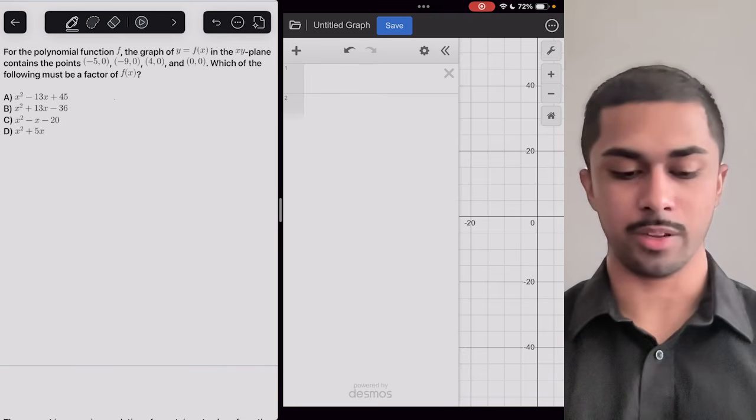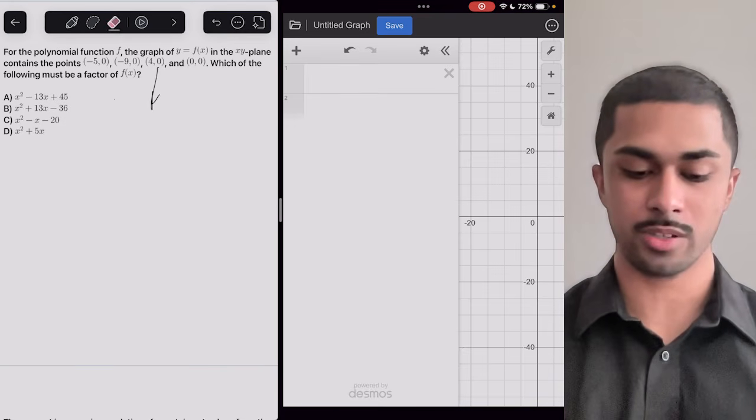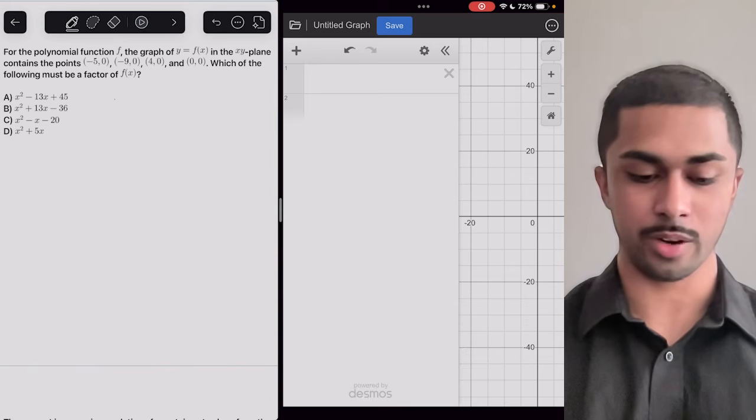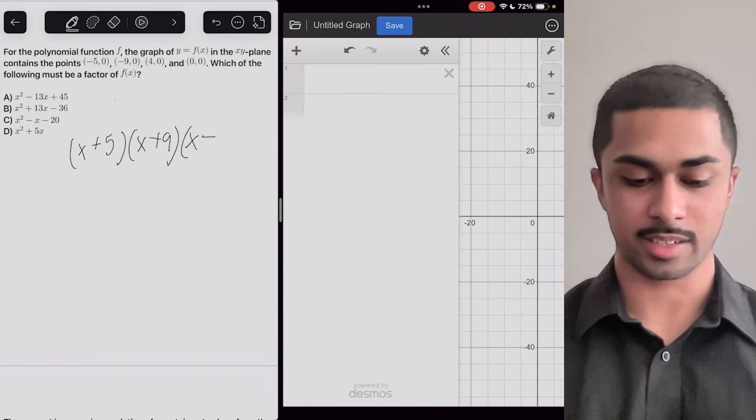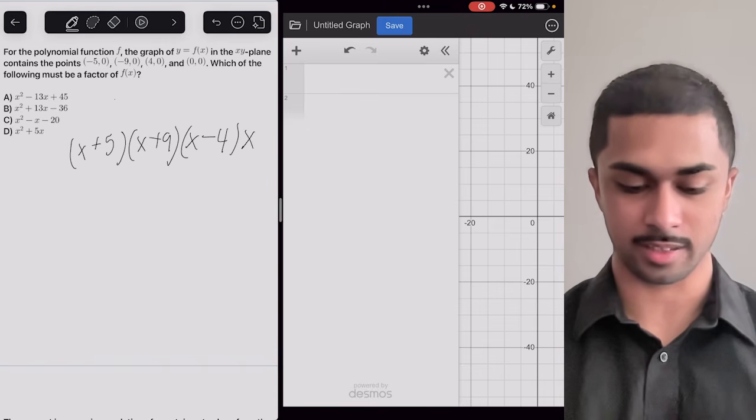Which of the following must be a factor of f of x? We can reverse these into their factors. So x plus 5, x plus 9, x minus 4, and x.